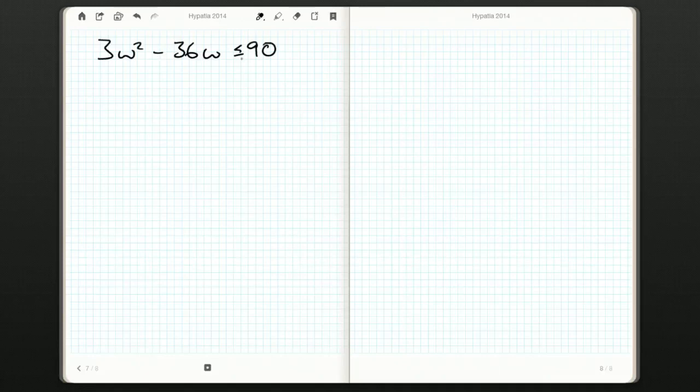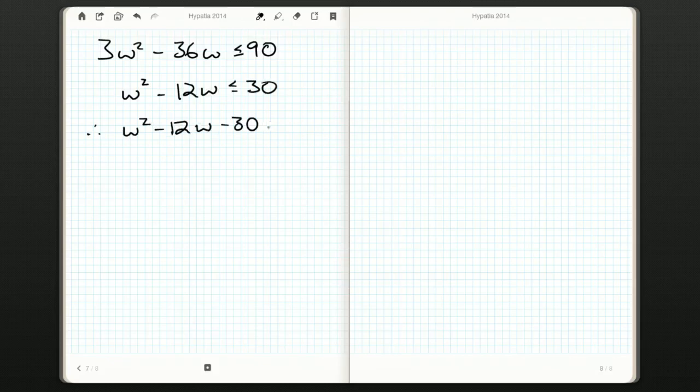So we subtract out 110 from both sides. We're left with 3w squared minus 36w less than or equal to 90. If I divide by 3, 3 is a positive number, so it's not going to change this sign. We're left with w squared minus 12w is less than or equal to 30. And rearranging, we get w squared minus 12w minus 30 less than or equal to 0.